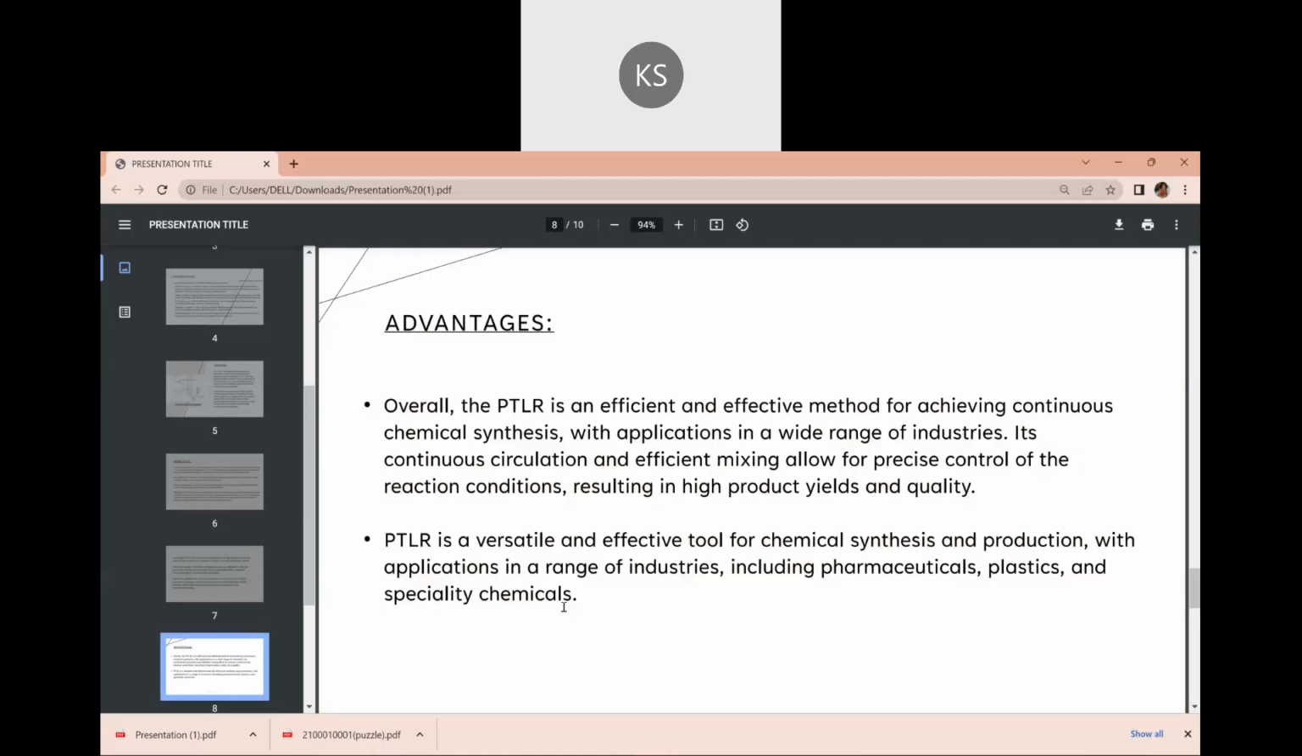Advantages of the pump tower loop reactor. The pump tower loop reactor is an efficient and effective method for achieving continuous chemical synthesis with applications in a wide range of industries. Its continuous circulation and efficient mixing allow for precise control of reaction conditions, resulting in high yields and quality. So, the pump tower loop reactor always involves bringing out the desired product with high quality and yields. It is used in various industries like pharmaceuticals, plastics, and specialty chemicals, etc.